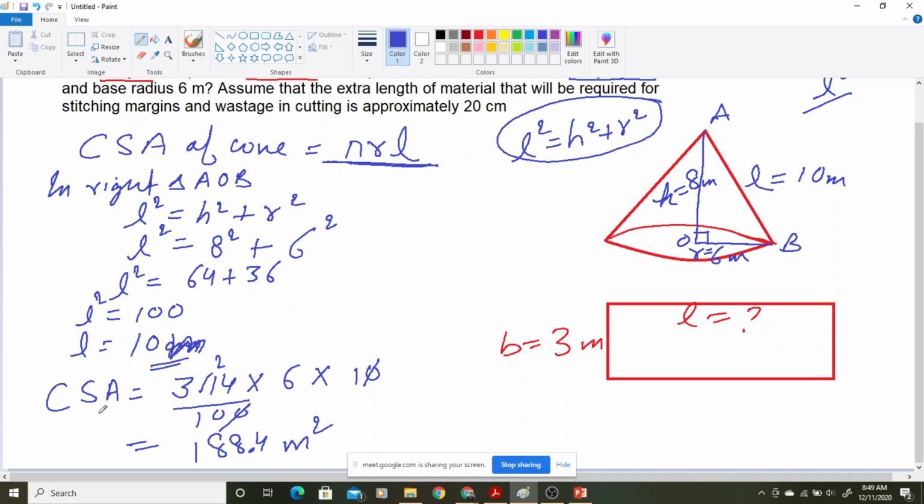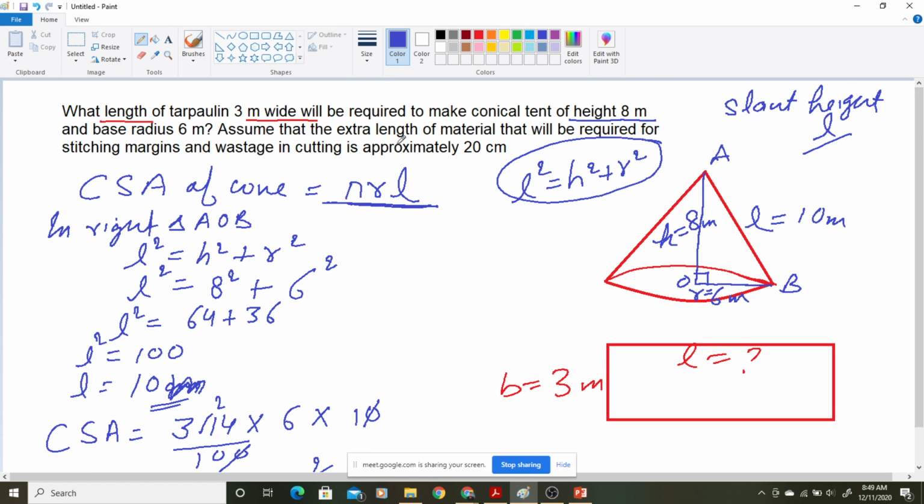Is it in meter square? Yes, because it is area, so it will be in meter square. 188.4 meter square. That is the CSA we are getting. But देखो क्वेश्चन में क्या लिखा हुआ है? Assuming that extra length of material will be required for stitching margin and wastage in cutting approximately 20 centimeter.